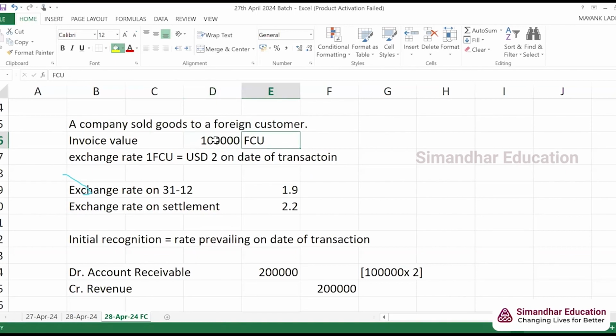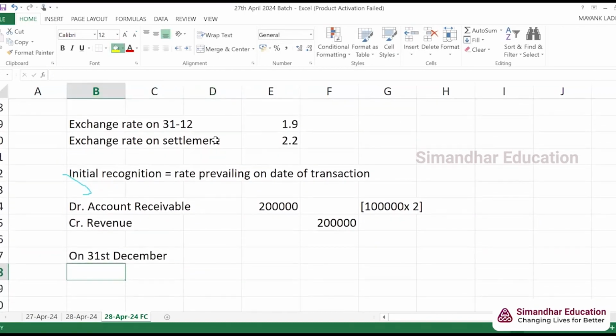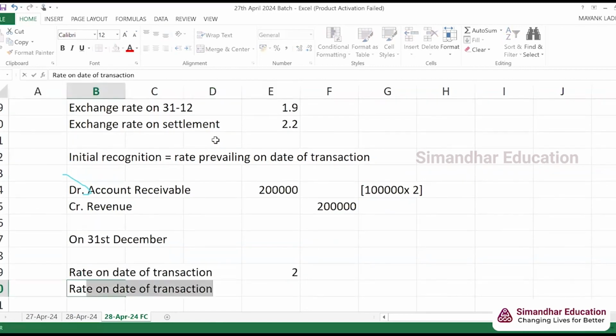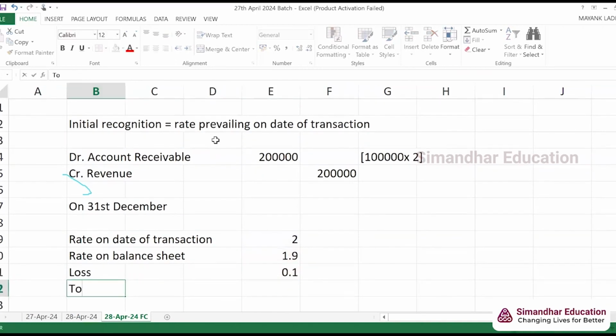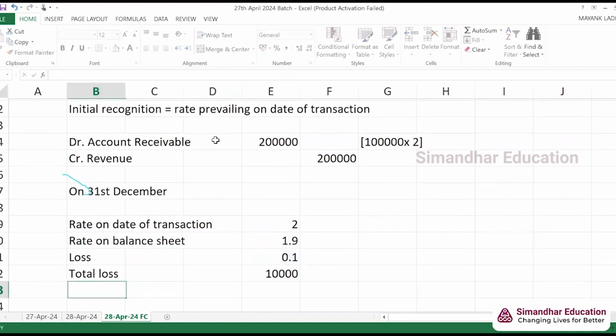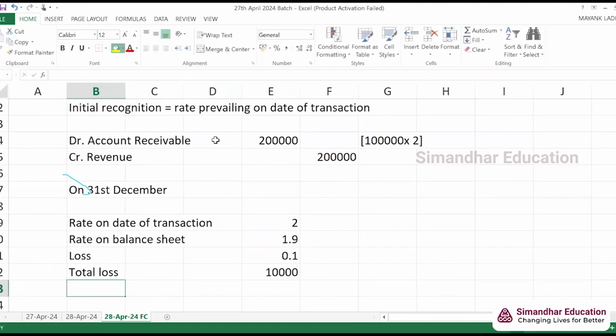Yeah, I think a good idea, Srinivas. Let us just call it euros. So on 31st December, what happens is, rate on date of transaction is 2, rate on balance sheet date is 1.9. So there is a loss of 2 minus 1.9, 0.1. Total loss 0.1 into 100,000, 10,000. Basically, this customer will give me foreign currency euros. I will receive euros. I'm sitting on a loss. I'm looking at a loss on the euros. So this loss will be recognized on 31st of December.